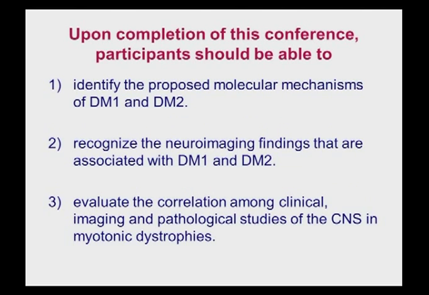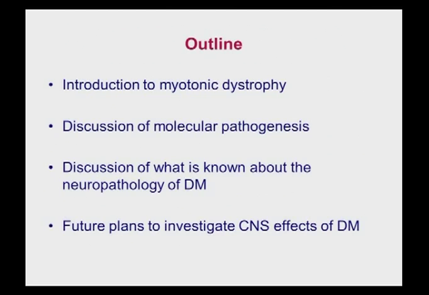So the goals or objectives of this are to have you be able to identify the molecular mechanisms of myotonic dystrophies type 1 and 2, have some familiarity with the neuroimaging findings that I'm going to talk about, and then evaluate what's known about the correlation between the clinical features of the disease, imaging, and the pathological studies of the CNS that have been done in the myotonic dystrophies.